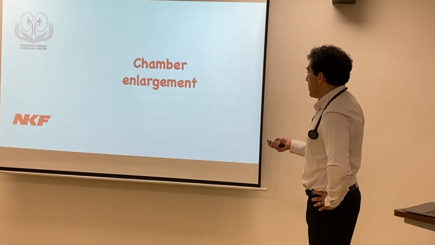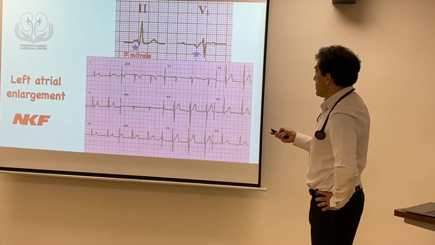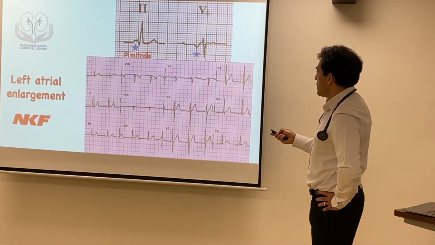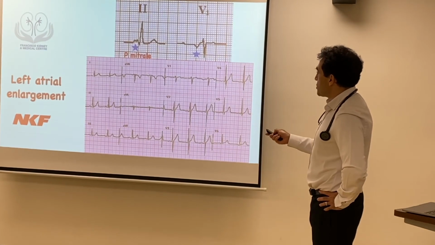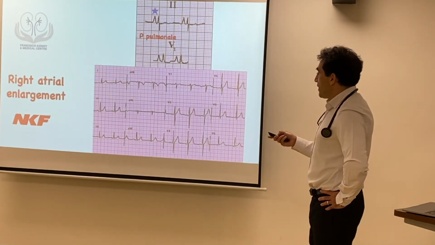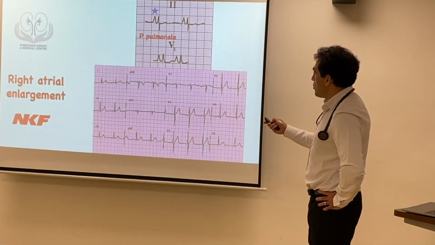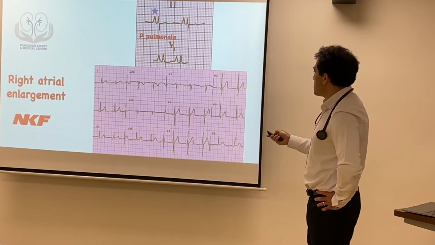So chamber enlargement is also important. This is called the P mitrale, the characteristic of left atrial enlargement. You can see the P has got 2 notches there. When it's right atrial enlargement, there is one big P. You see how big it is? That is suggestive.